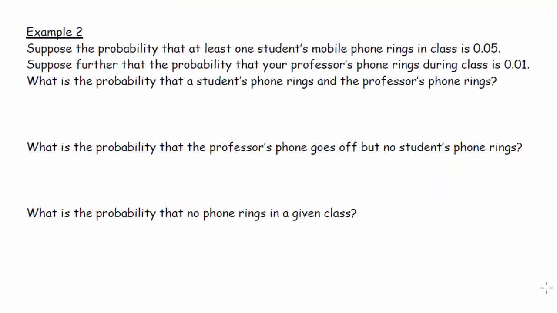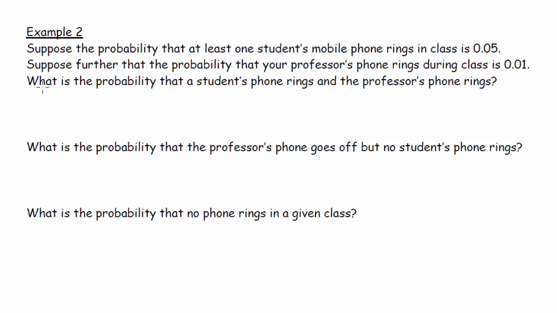So suppose that the probability that at least one student's mobile phone rings in class is 5%, or 0.05. Suppose further that the probability that your professor's phone rings during class is 1%, or 0.01. What is the probability that a student's phone rings and a professor's phone rings? The first question I need to ask myself is, are these two events independent? Well, yep, they actually are independent. If someone decides to call you today, that's not going to affect whether or not someone calls me today. So because they're independent, we know that we can multiply the two probabilities.